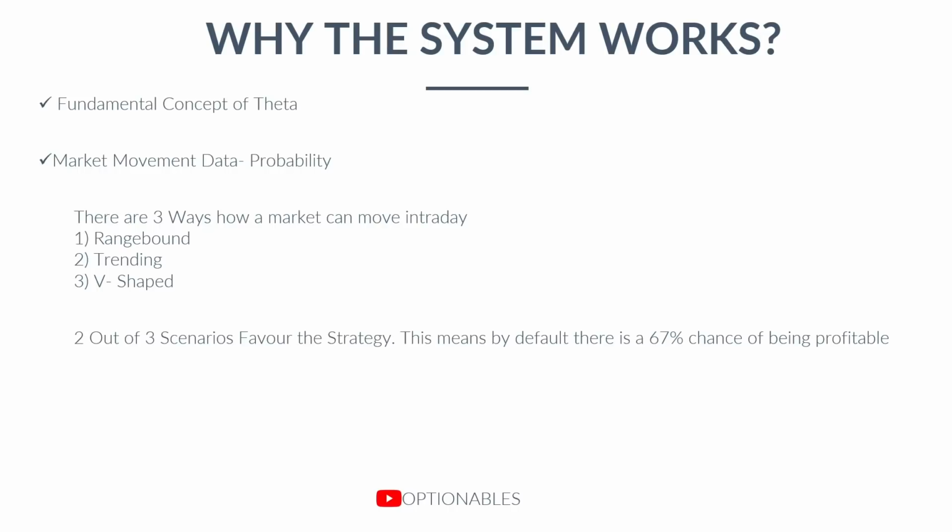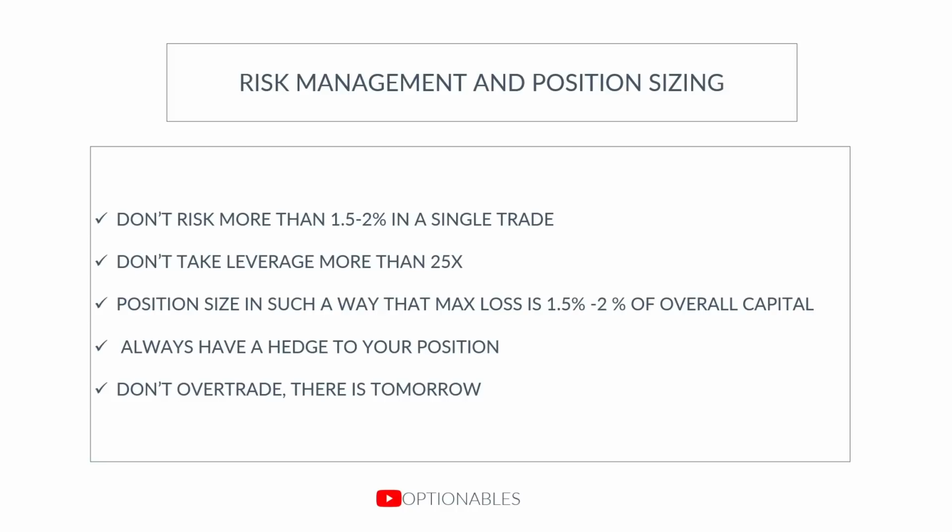So here what I'm trying to do is only for educational purposes, and the system works because of the concept of theta or time decay. Market movement will be based on three shapes: range bound, trending, and V shape. And V shape market, as you have seen, we will be taking a loss, and we have also taken a loss in our Nifty, Bank Nifty, and I have also taken a loss in Bitcoin because of V shape recovery. But it's part and parcel of the game, and this means by default we'll have a 67% chance of being profitable. This holds true in any kind of market scenario. So that is the whole point I'm trying to tell.